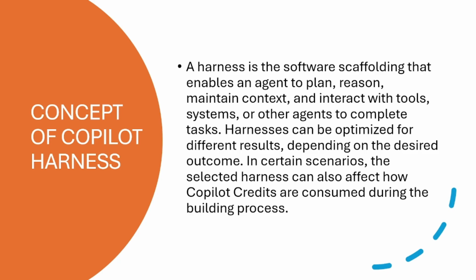Just imagine that a harness is nothing but a small background service which basically enables an agent to plan, reason, maintain context, and interact with the tools, systems, or other agents to complete the task. It is nothing but a background processing agent for the agent you're developing. It handholds with all the other services behind in the background, and then it does the various operations. The main thing you need to understand is how it is going to interact with the tools and other agents to complete your task.